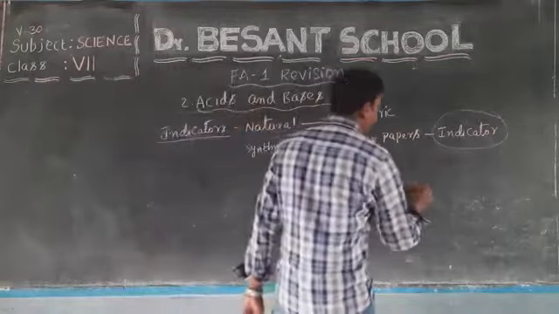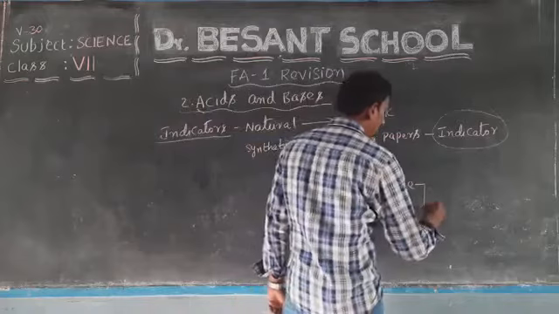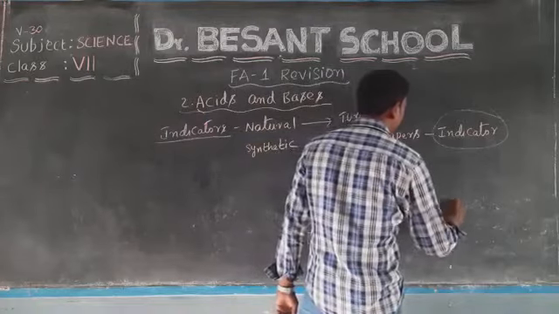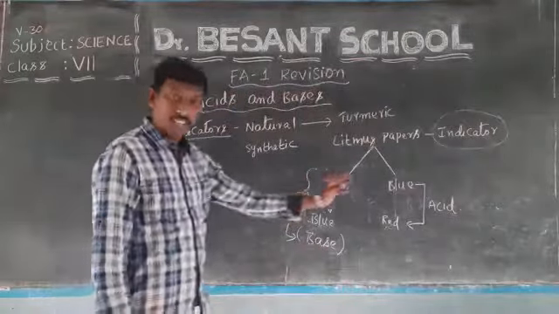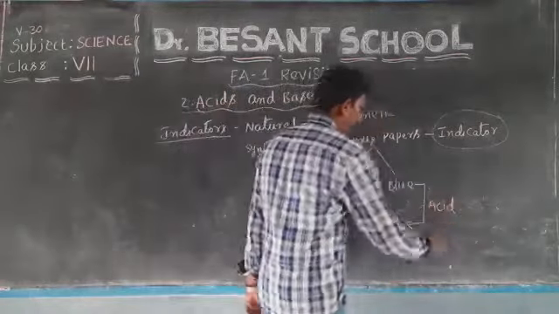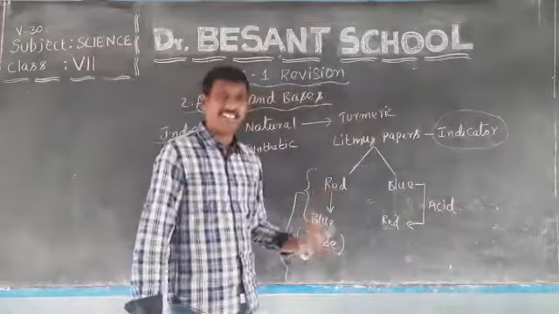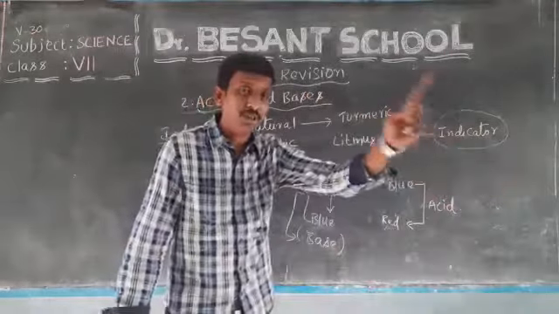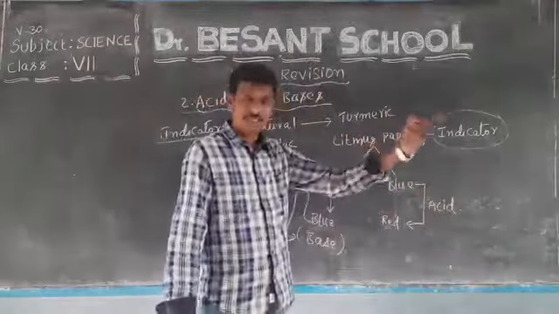If a substance turns blue litmus to red, we can say the nature of the substance is acid. Do you understand here? Yes. So bases turn red litmus to blue. Acids turn blue litmus to red.